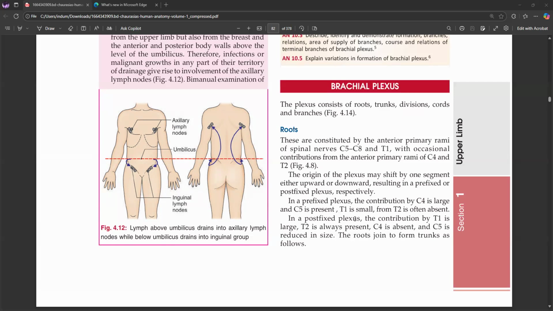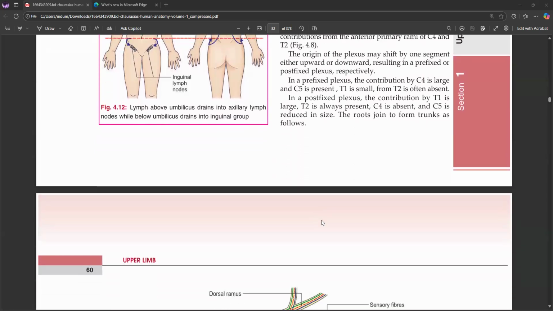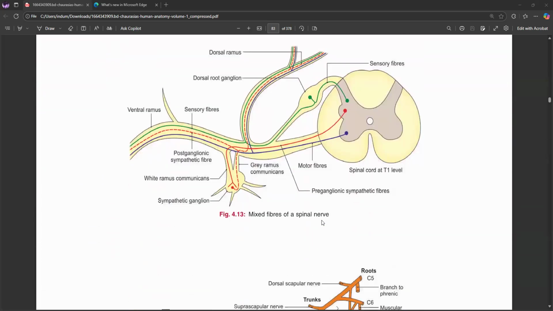In a prefixed plexus, the contribution by C4 is large and C5 is present, T1 is small, and T2 is often absent. In a postfixed plexus, the contribution by T1 is large, T2 is always present, C4 is absent, and C5 is reduced in size. The roots join to form trunks as follows.